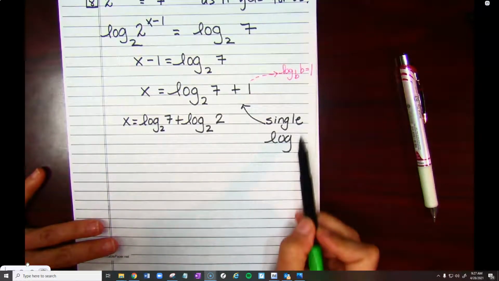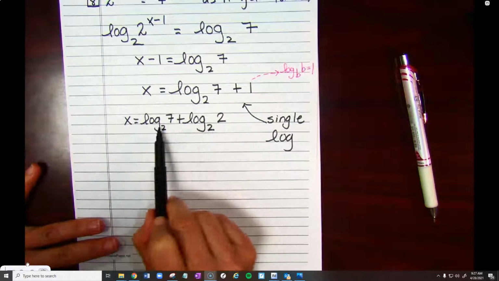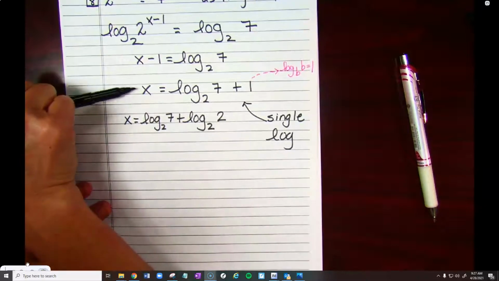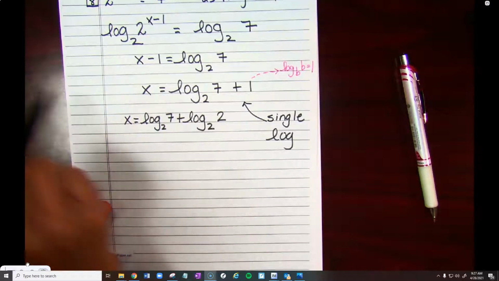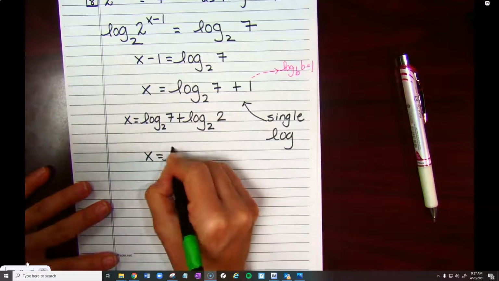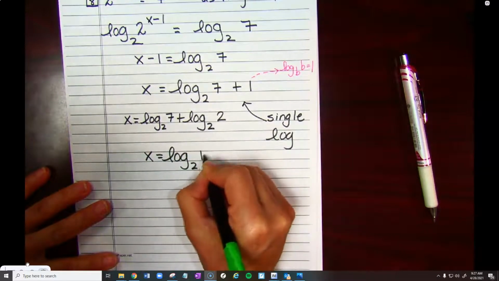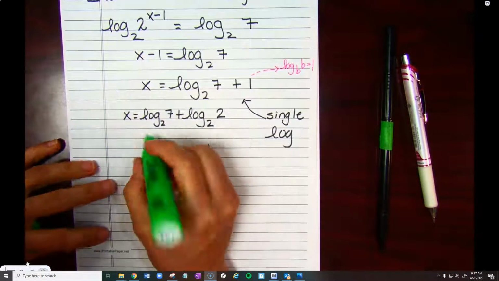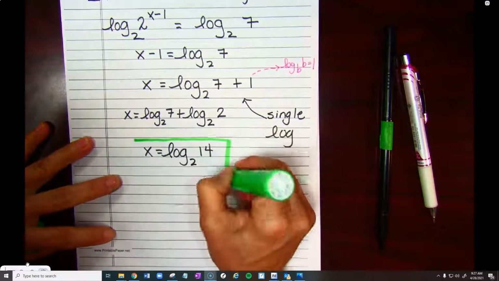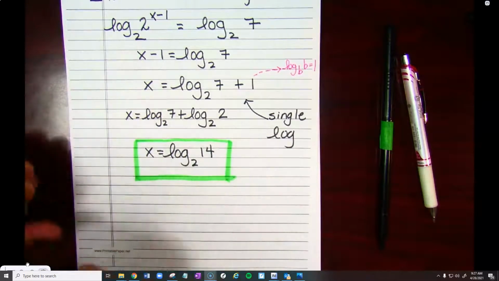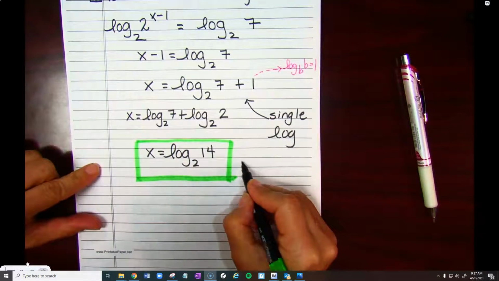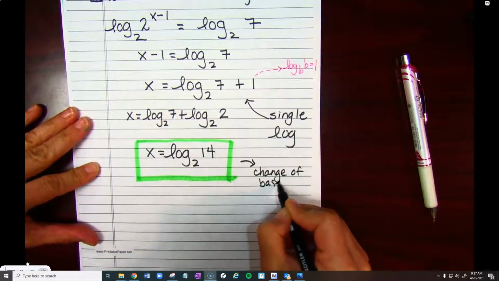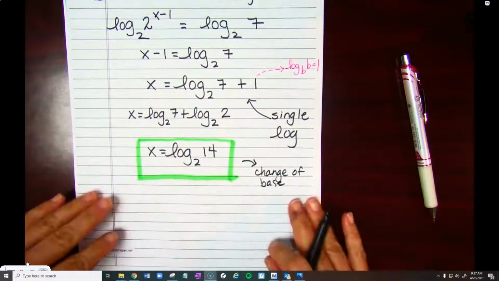But remember, you need to have it in single log form. You've got to still use your log properties and go ahead and multiply the 7 and the 2. So x equals log base 2 of 7 plus 1. X equals log base 2 of 14. Single log, x is isolated. This is new technology. Old technology, you would have to use change of base. This is fine. This is proper form.